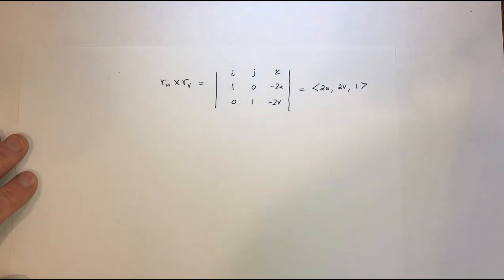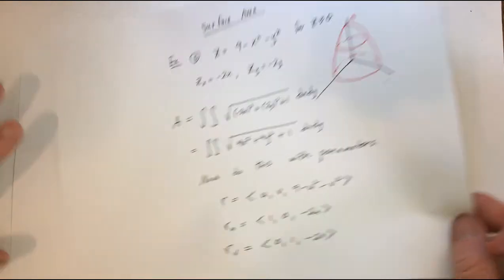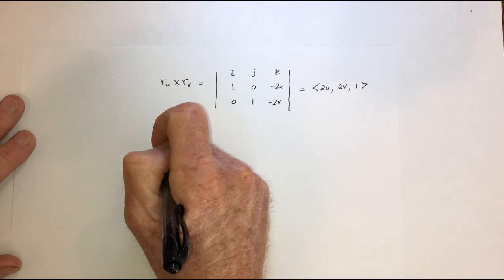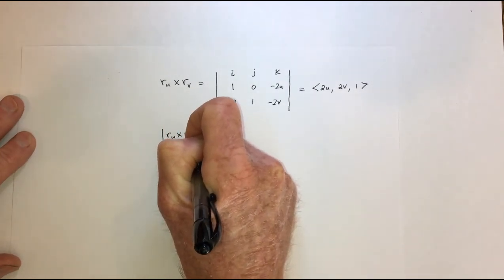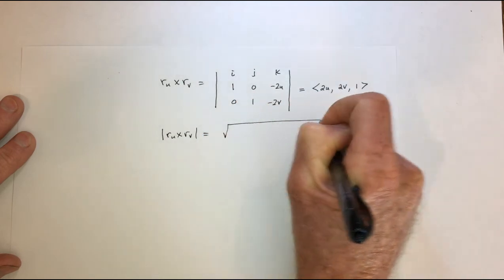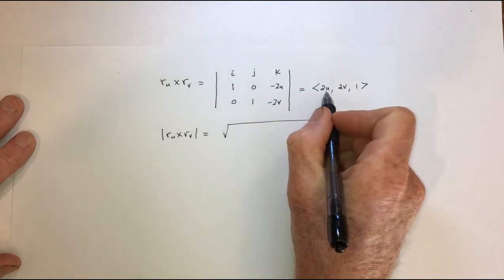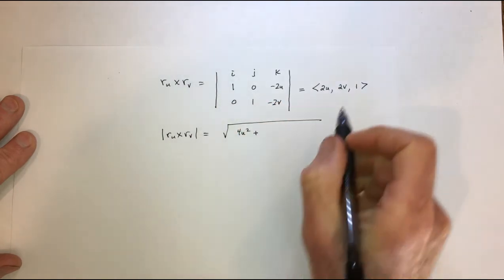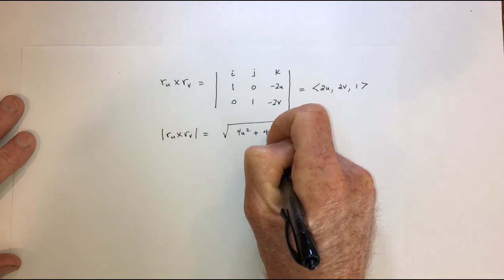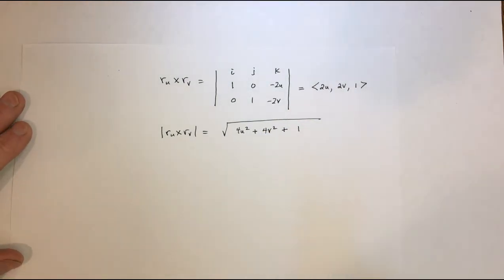All right, supposedly what I'm doing has something to do with this. Let's see. Next, find the length of this vector. So that would mean take the square root and then square each one of its components. So 2u gets squared, so that's 4u squared. 2v gets squared, so that's 4v squared. And then 1 gets squared, so that's 1.